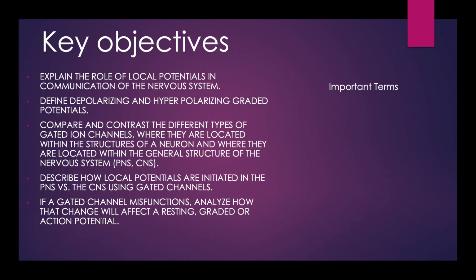So by the end of this video, you will be able to explain the role of graded potentials in the communication of the nervous system, understand and explain the difference between hyperpolarizing and depolarizing graded potentials, compare and contrast the different types of gated ion channels, and identify their locations. Explain the initiation of local potential in the peripheral nervous system compared to that of the central nervous system, using the gated ion channels. And lastly, analyze what occurs when a gated channel is disrupted.